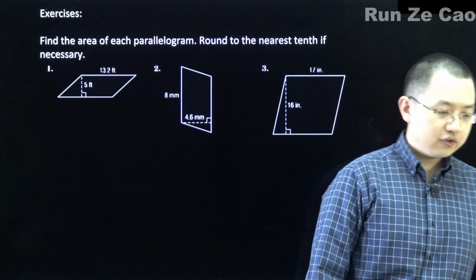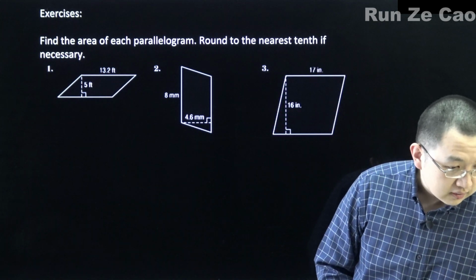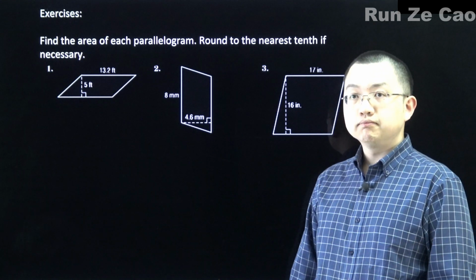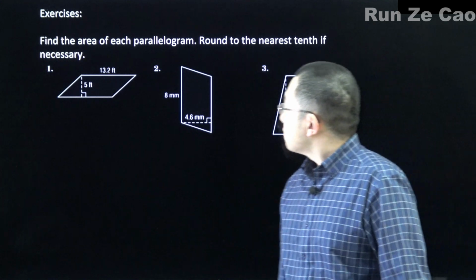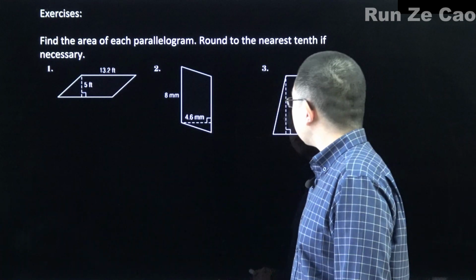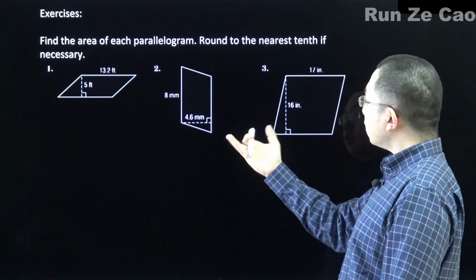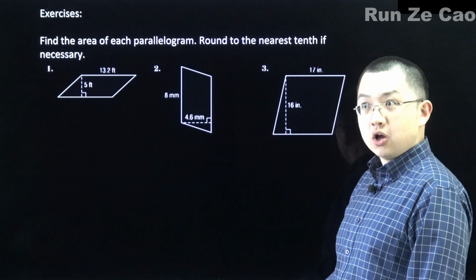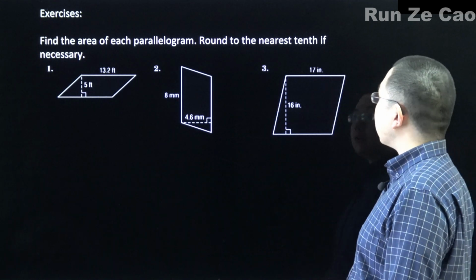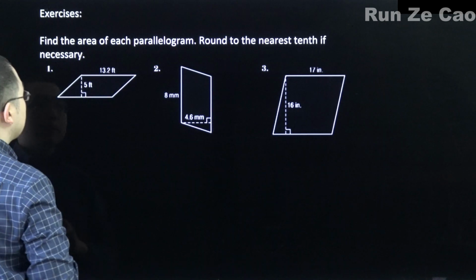Let's say we have a few other parallelograms. Oh, we have to round to the nearest tenth if necessary? That's not a problem. Why? Well, here we have a whole number and 1 decimal place. Whole number, 1 decimal place. When we multiply, we will have at most 1 decimal place. And here we have whole numbers.